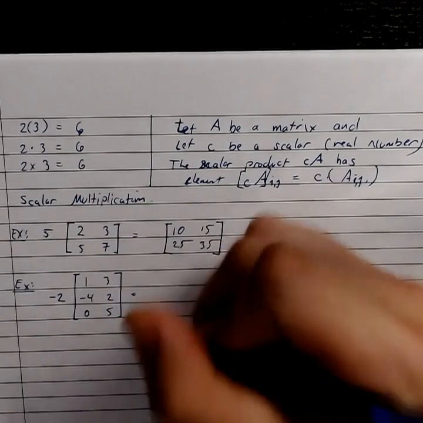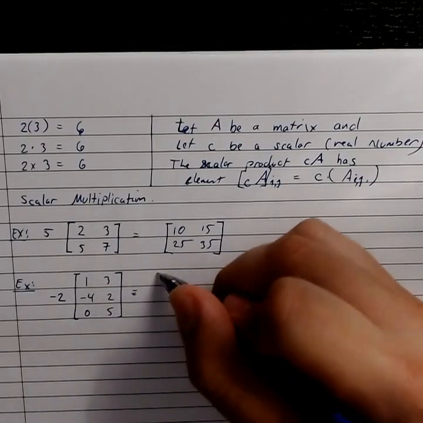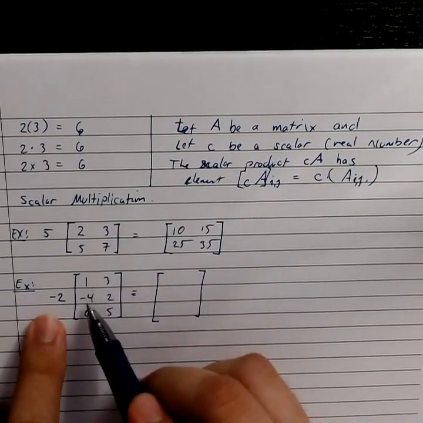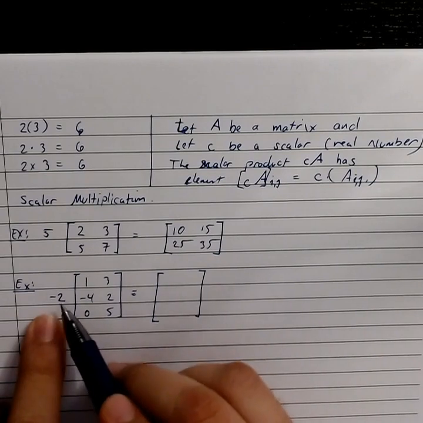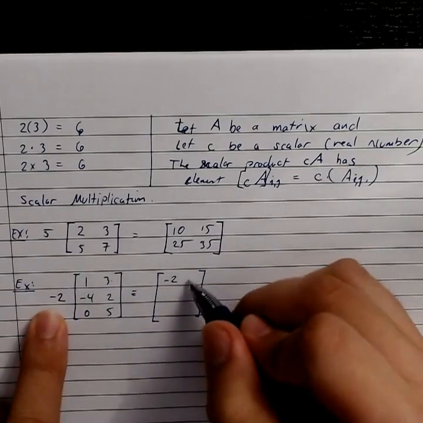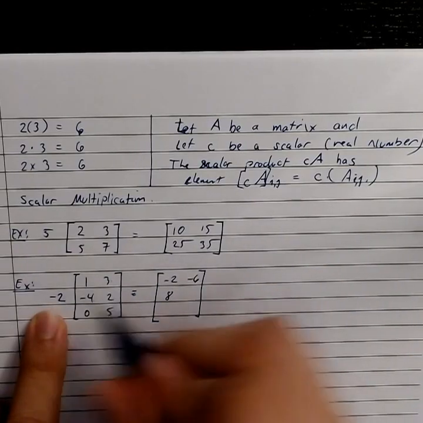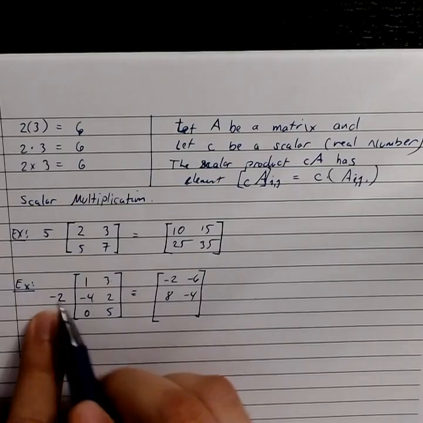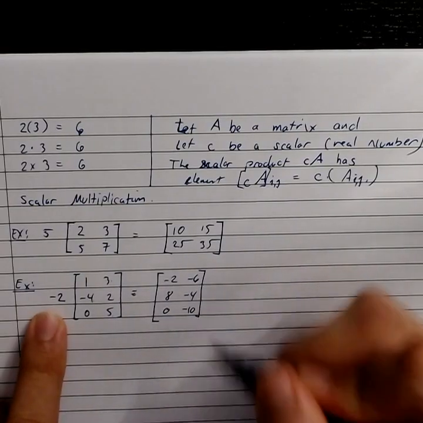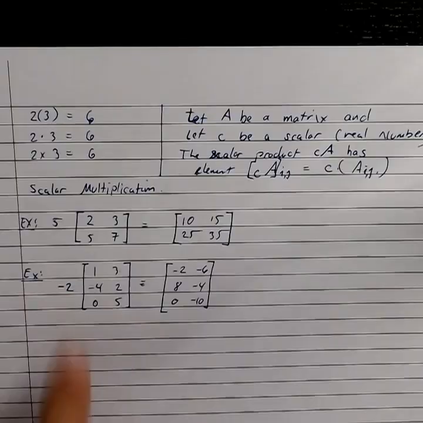All right, so we have a matrix, 3 rows, 2 columns, 3 by 2. So the answer will be 3 by 2. And we're going to take each of these elements and one at a time multiply them by the scalar. So 1 times negative 2 is negative 2. 3 times negative 2 is negative 6. Negative 4 times negative 2 is positive 8. 2 times negative 2 is negative 4. 0 times anything is going to stay 0. And 5 times negative 2 is negative 10. And that is our scalar product. That's what we get when we multiply that matrix by that scalar.